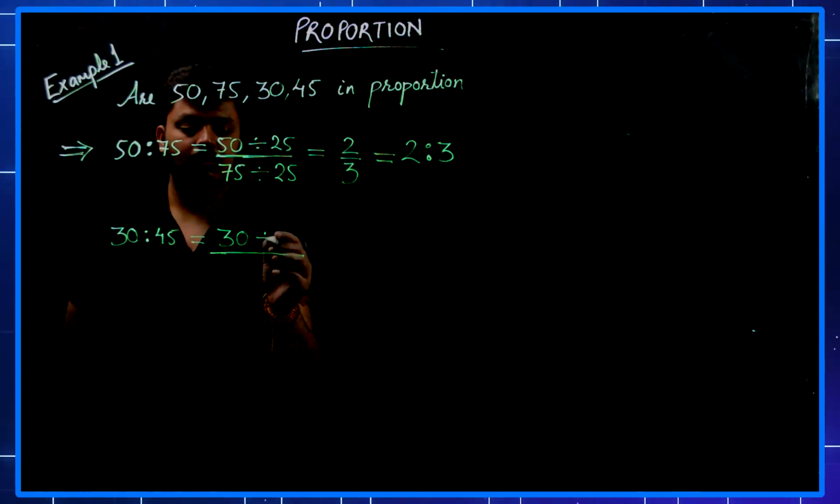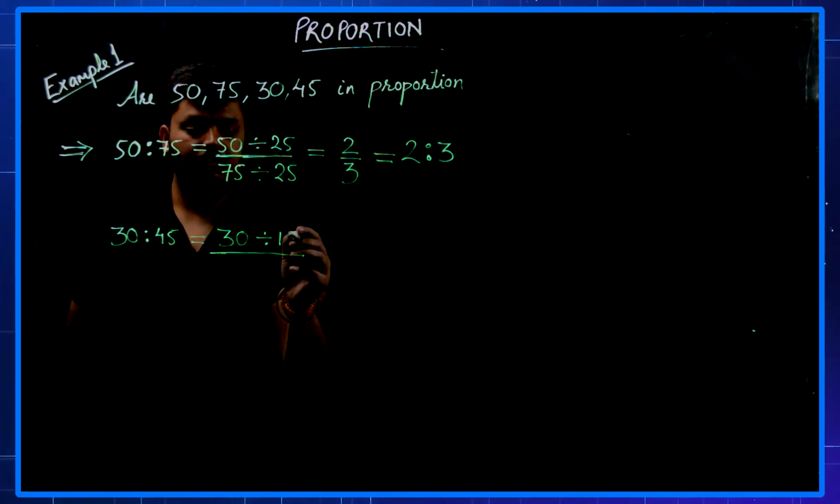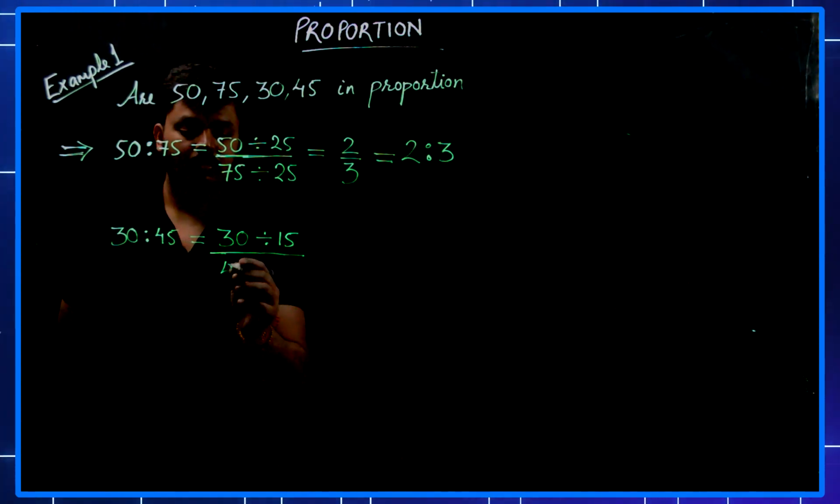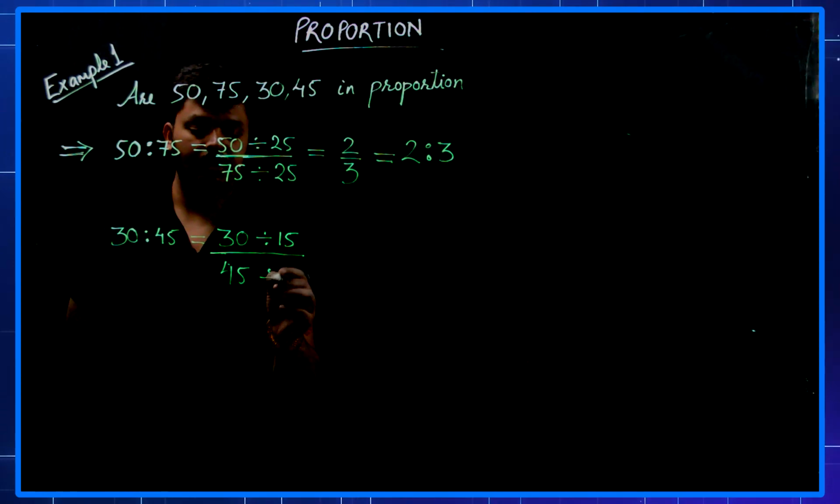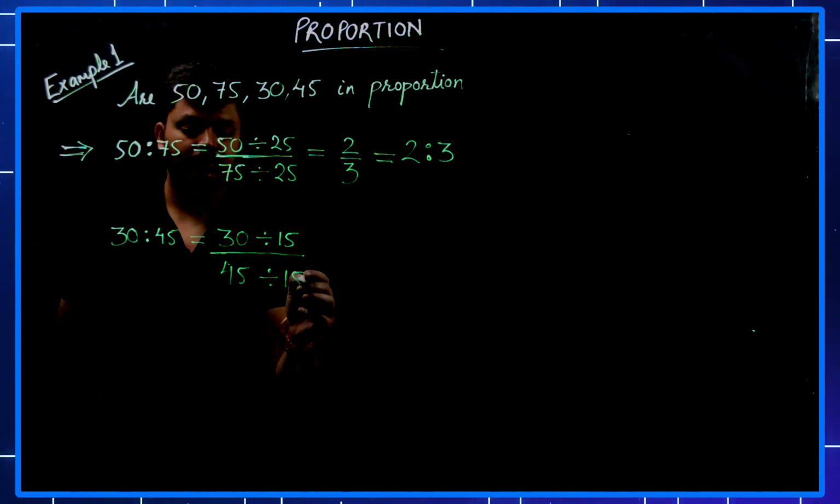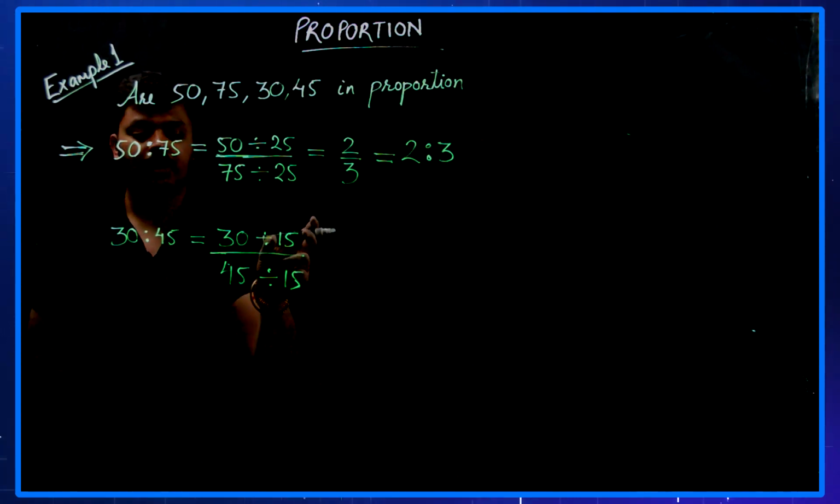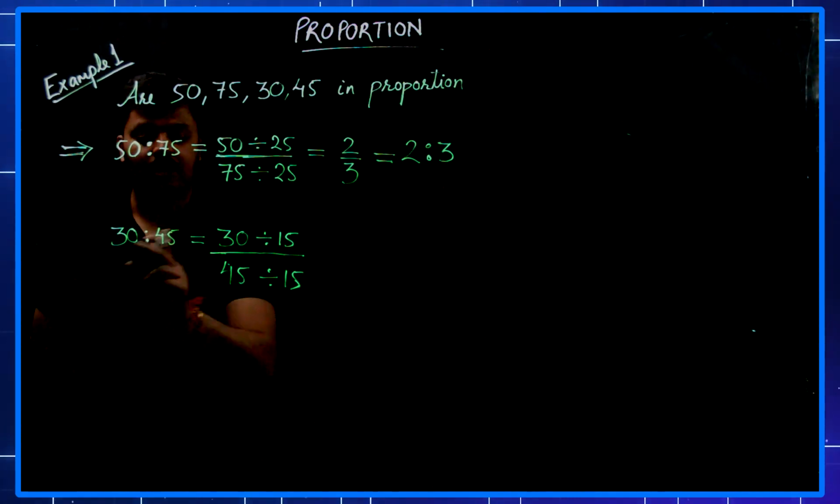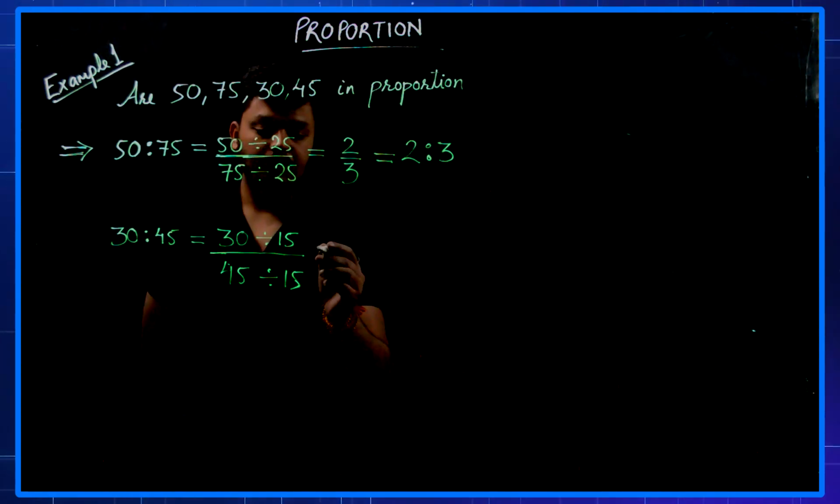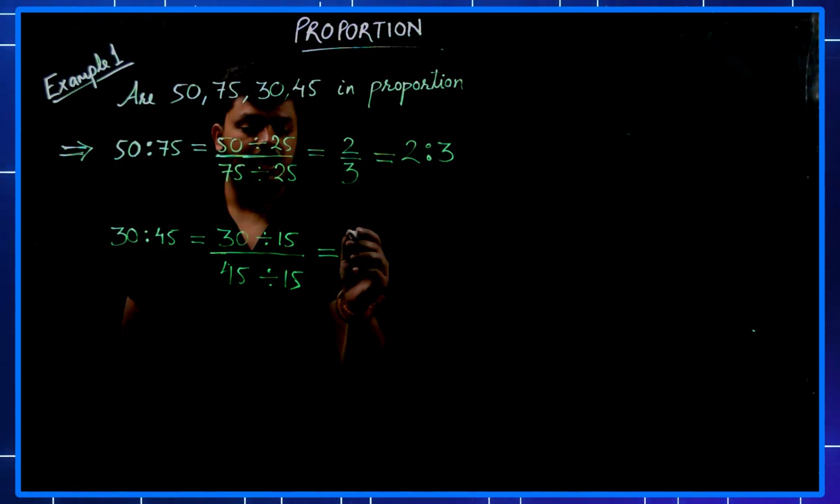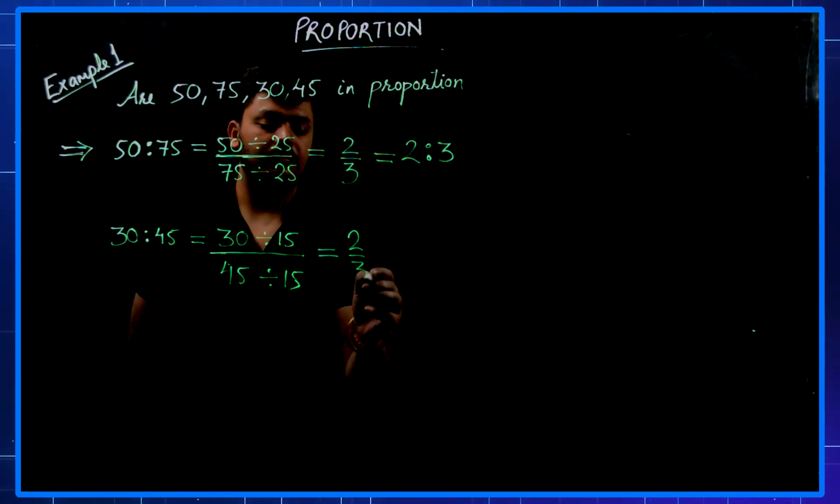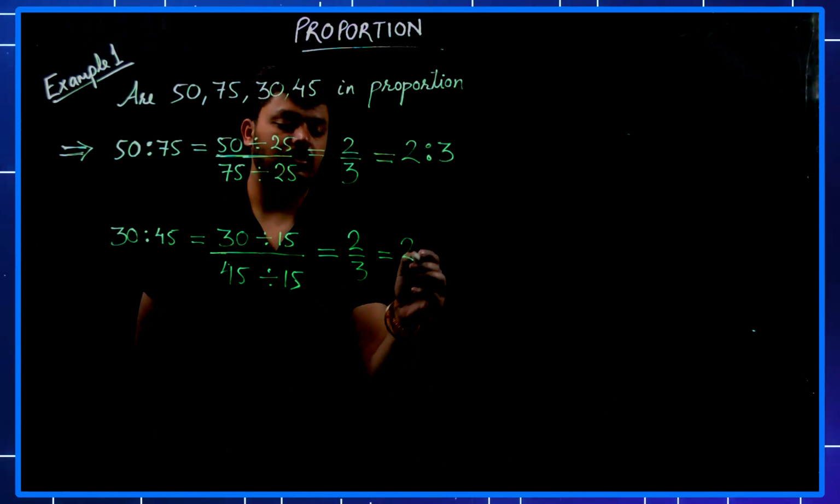So that is 15. 45 divided by 15. So this is the highest number that can divide the two, or we can say it is the HCF of the two numbers. We get 2/3 equals 2:3.